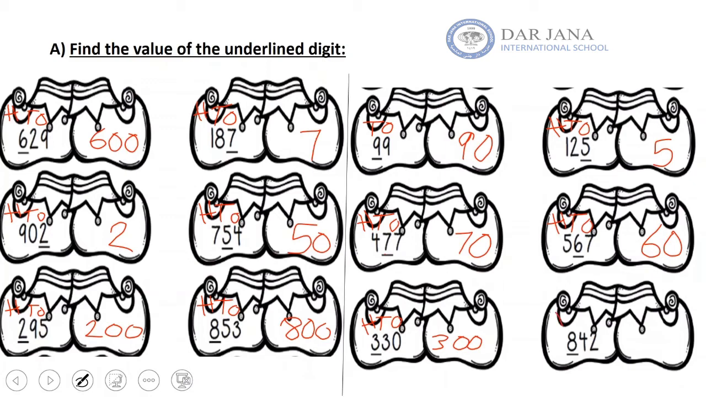842. Hundreds, tens, and ones. What's the value of the 8 here? It's under the family of the hundreds. So the 8 here is 800. The value of the 8 is 800. Let's read it to make sure. 842.